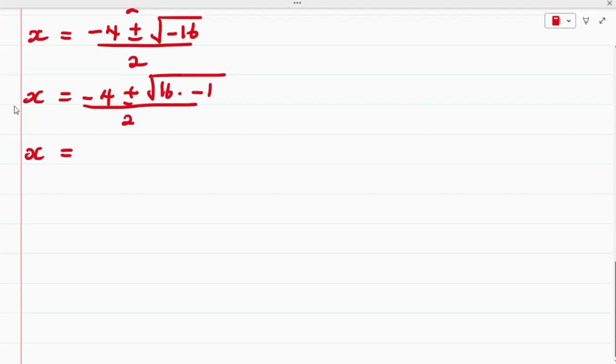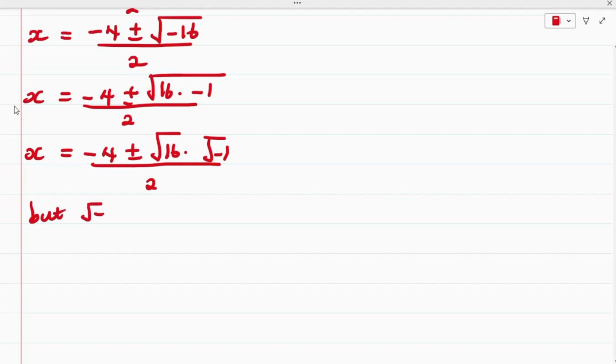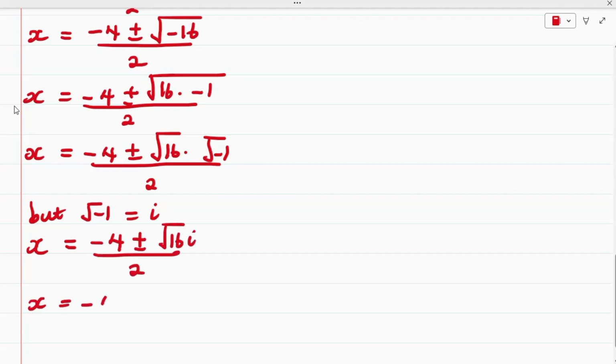We have that x is equal to minus 4 plus or minus the square root of 16 multiplied by the square root of negative 1, over 2, but the square root of negative 1 is equal to i. So we have that x is equal to minus 4 plus or minus the square root of 16 i over 2. So x is equal to minus 4 plus or minus, the square root of 16 is 4i, over 2.